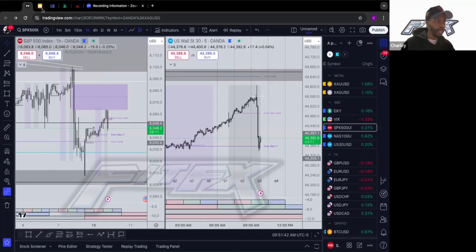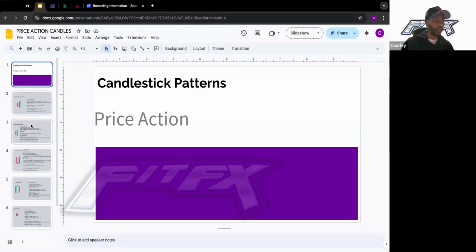So for me, in regards to price action, I only use a few. I don't try to do too much. There are like 100 price action candlesticks that you can look at, but I'm looking for at least a handful, maybe 6. And these are the ones that I like the most.